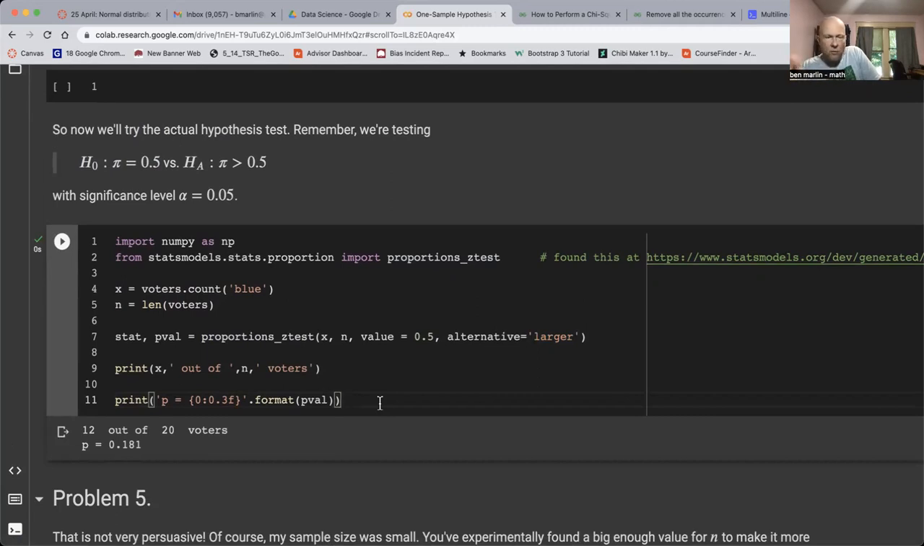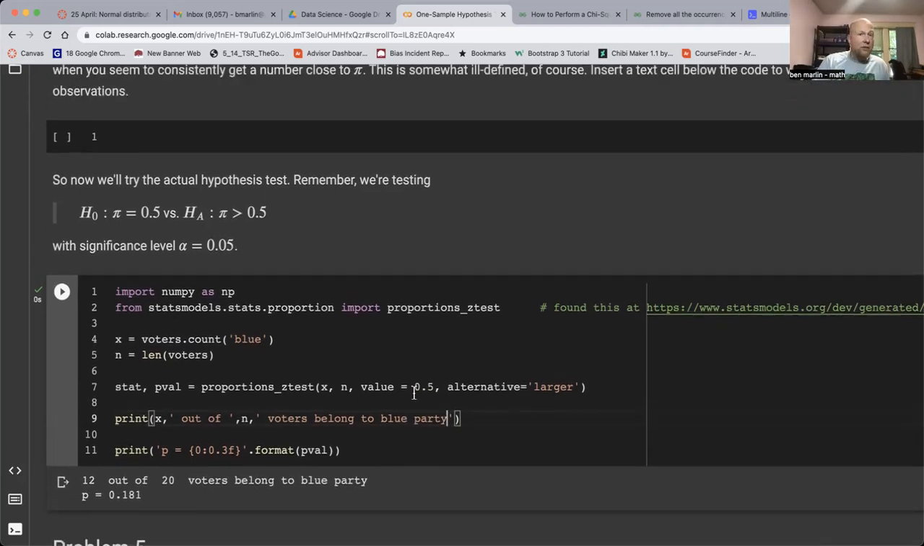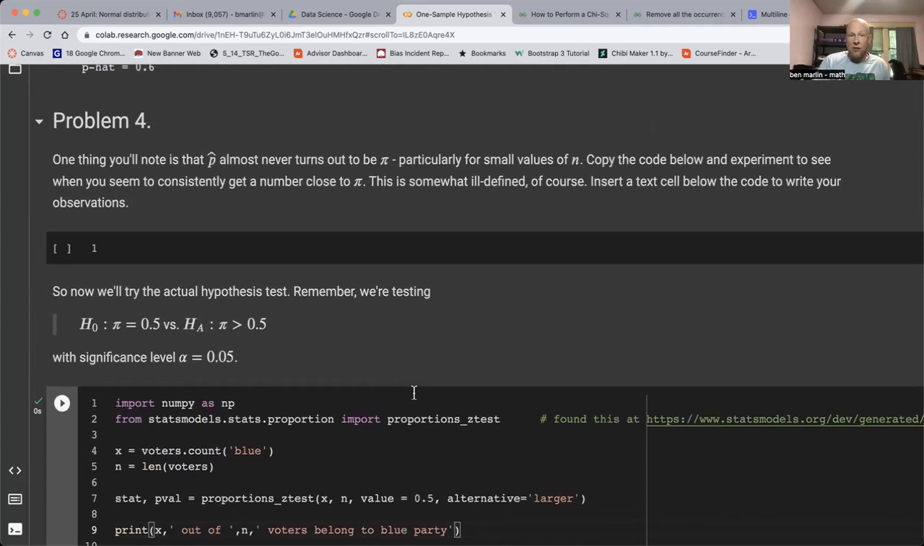When I run that, it comes out that we had 12 out of 20 voters who were blue. Maybe I should have said belong to blue party. And that comes in with a p-value of 0.181. 0.181 is not less than 0.05. So this is not strong enough evidence because we don't have a very large value for n. If we had a larger sample size, then we would feel more secure.